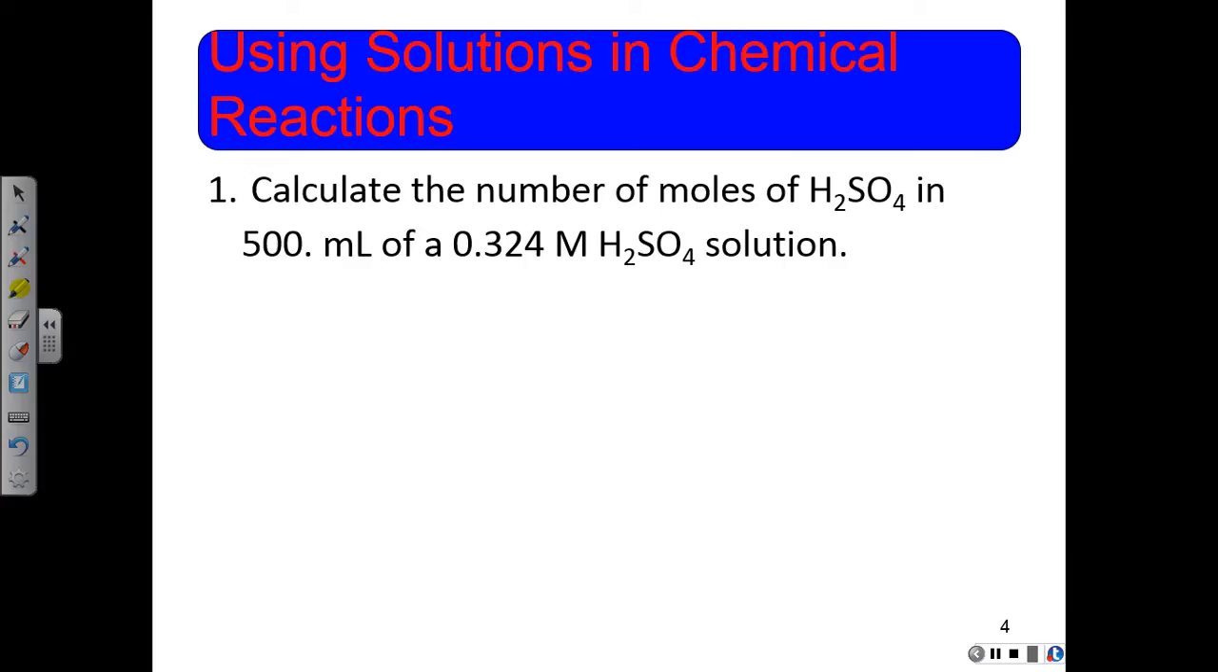All right. Okay, so this is the simplest problem so far. This is what you would have had on the last unit exam. It wants you to calculate the number of moles of sulfuric acid in 500 milliliters of 0.324 molarity. So notice that capital M means molarity, not moles, of sulfuric acid solution. This is just a problem like we would have done from last unit.